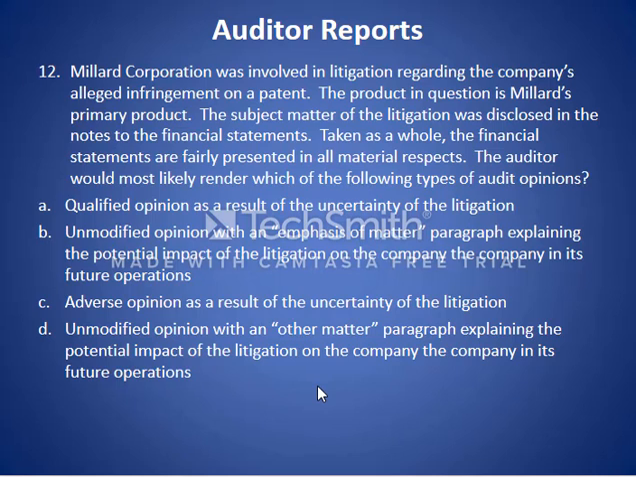Let's look at several questions. So question number 12, we start off with Miller Corporation, which was involved in litigation regarding the company's alleged infringement on a patent. The product in question is Miller's primary product. In other words, the reason they exist. The subject matter of the litigation was disclosed within the notes to the financial statements. Taken as a whole, the financial statements are fairly presented in all material respects.